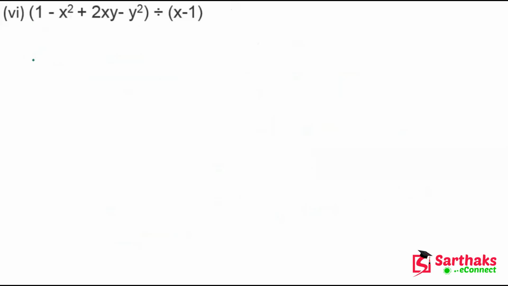Now the next question is 1 minus x square plus 2xy minus y square, divided by x minus 1. This is a very good question, so you have to listen very carefully, my dear friends. First of all we have to find the factors of this expression separately. We can write it as 1 minus, taking minus as common, x square minus 2xy plus y square.